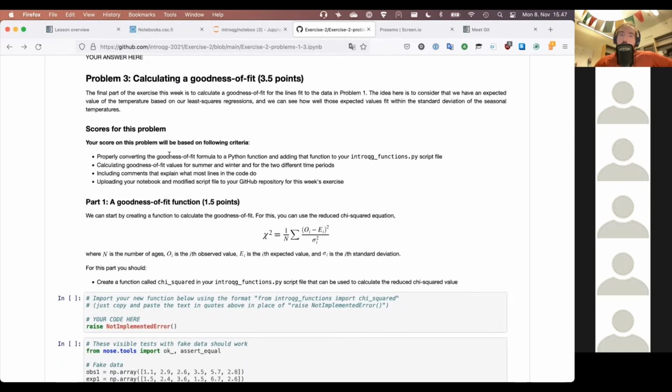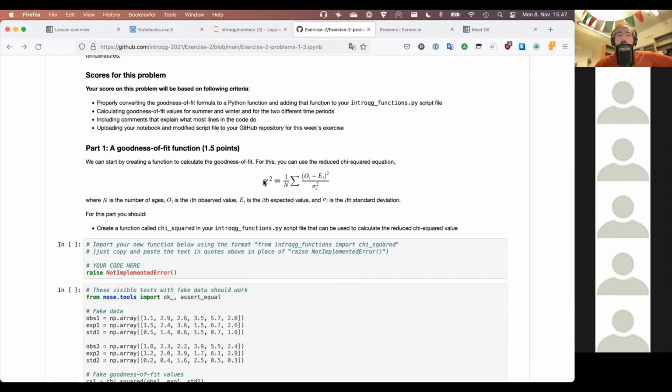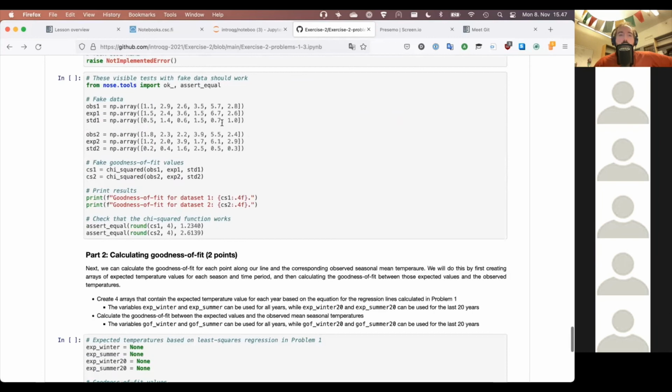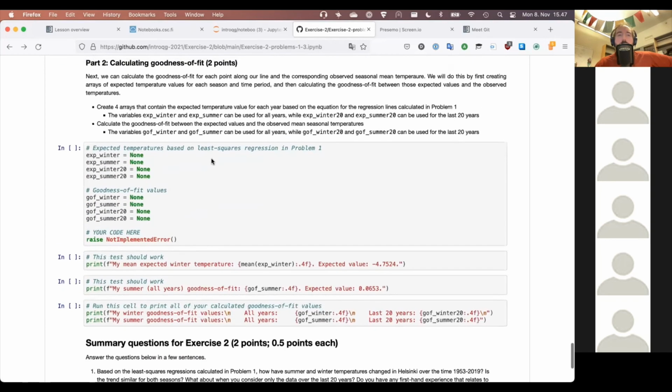And then finally, for problem number 3, we'll do some goodness of fit calculations. So again, you'll start out by making a function that you can put in your intro QG functions script file. Again, you have a test cell that will allow you to check and see whether it's working properly. And then you'll calculate the goodness of fit for the winter and summer. So you'll calculate some expected temperatures based on the regression line. And then you can calculate a goodness of fit based on those values as described.